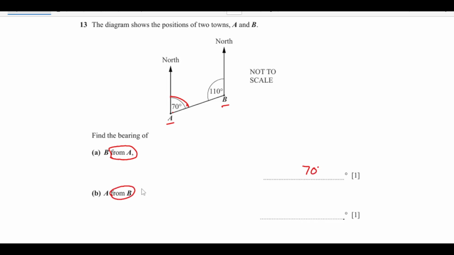The bearing should be measured clockwise, so we are looking for this angle now. This is the line of A, and this is going to be 360 minus 110, because the full turn is 360. So 360 minus 110 is 250 degrees. So this is 250 degrees. Okay.